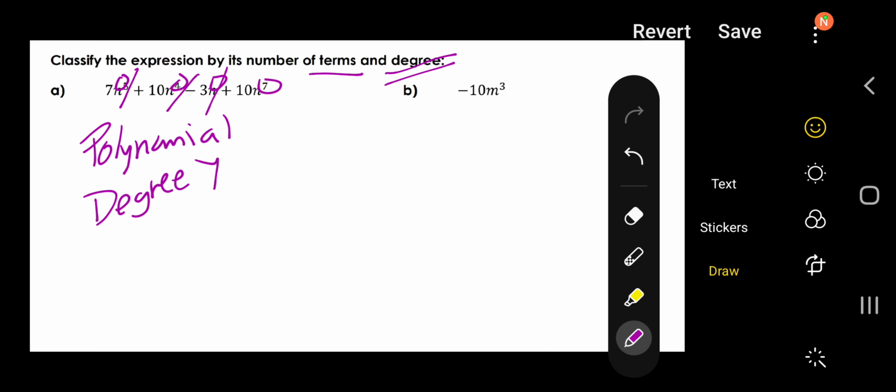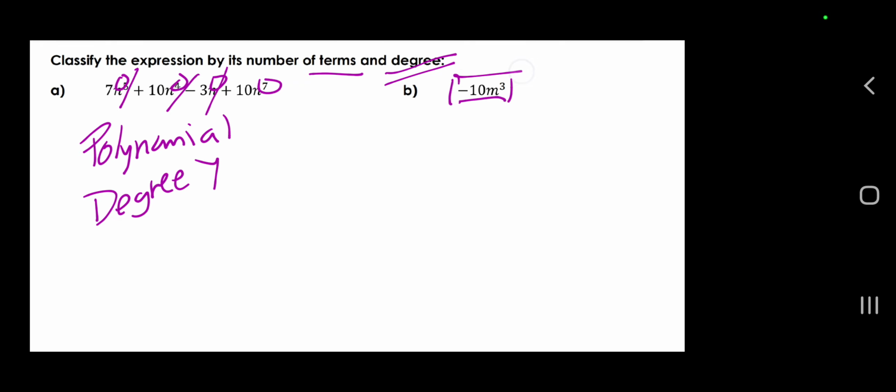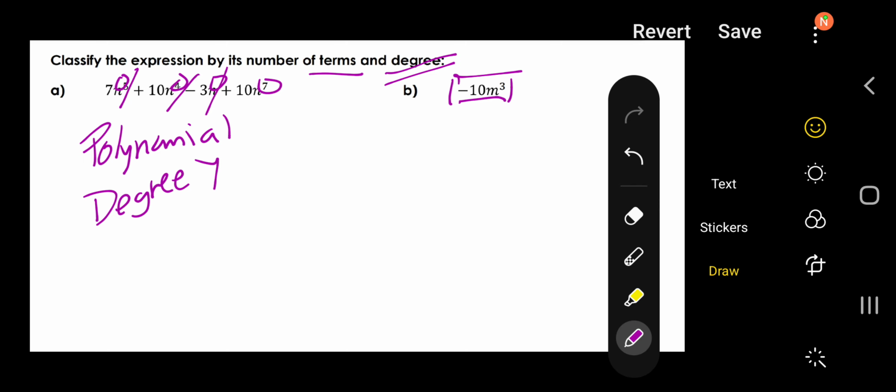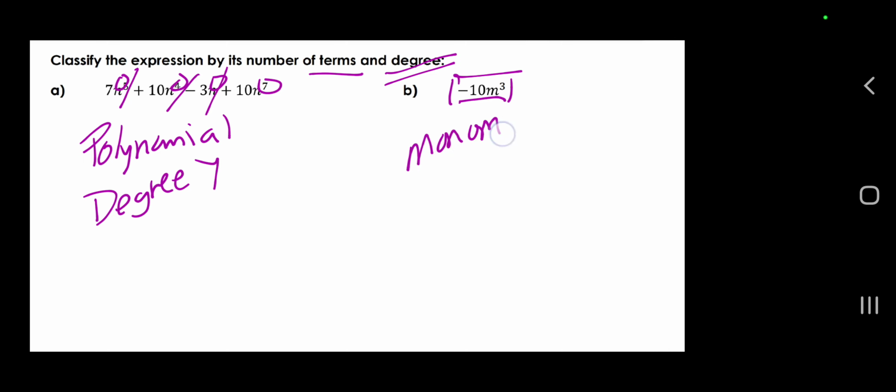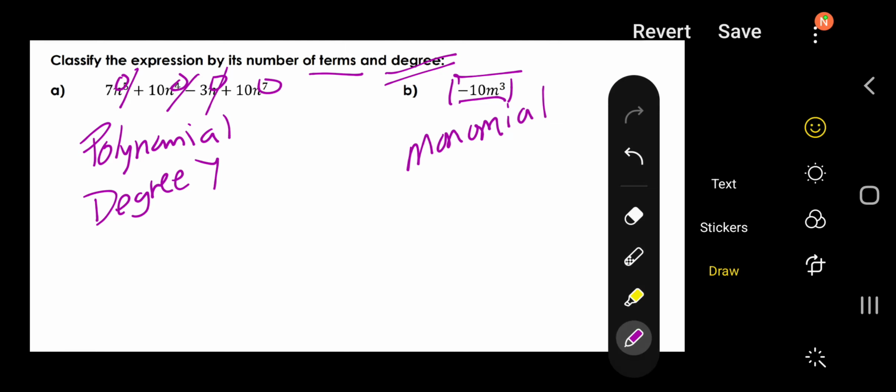For B, notice that I only have 1 term. Even though there's a bunch of stuff smashed together, it's still 1 term. There's no pluses or minuses separating out different terms. So 1 term is a monomial, and the degree is 3. Now remember that when I had a degree that was special, basically 0 through 5, that they gave special names.